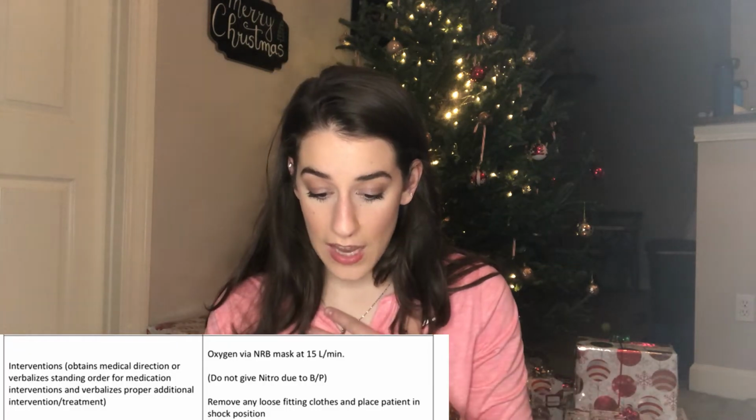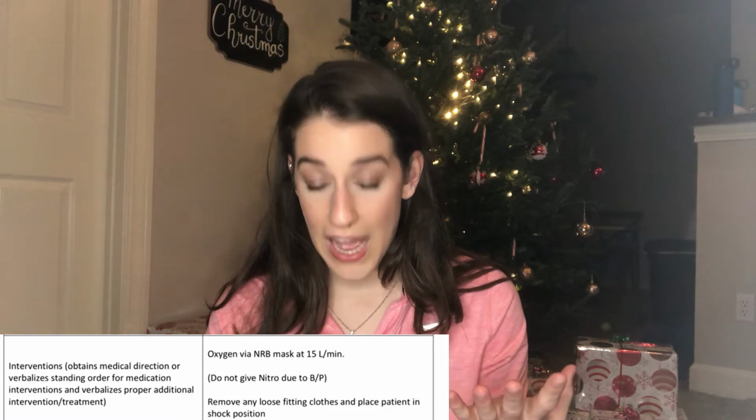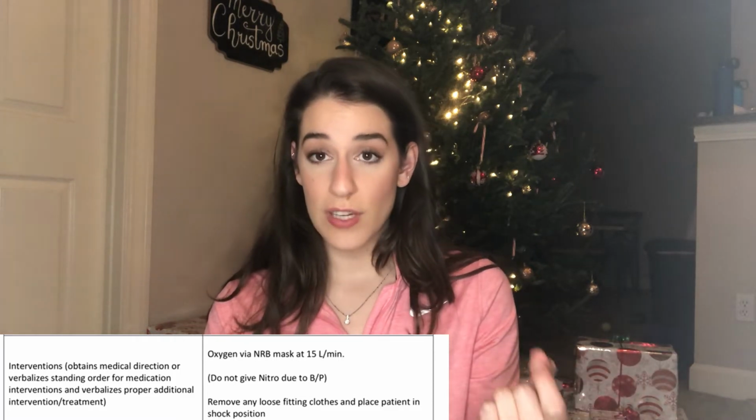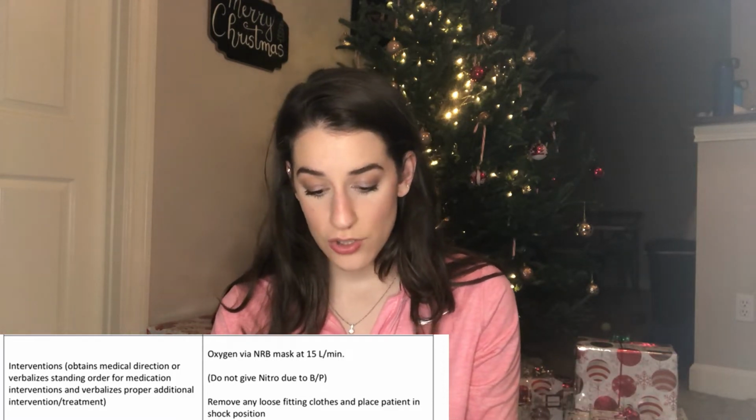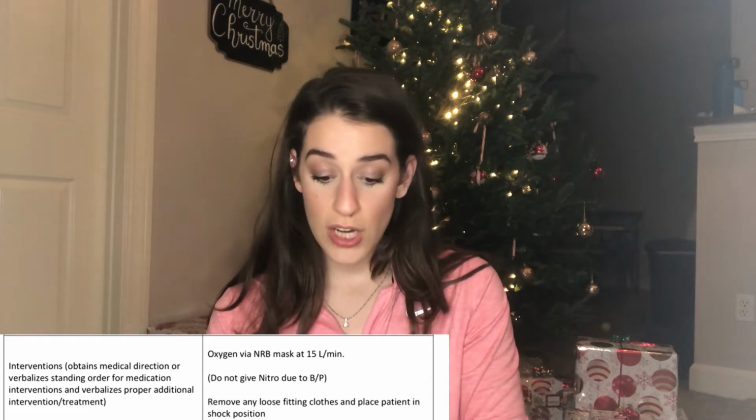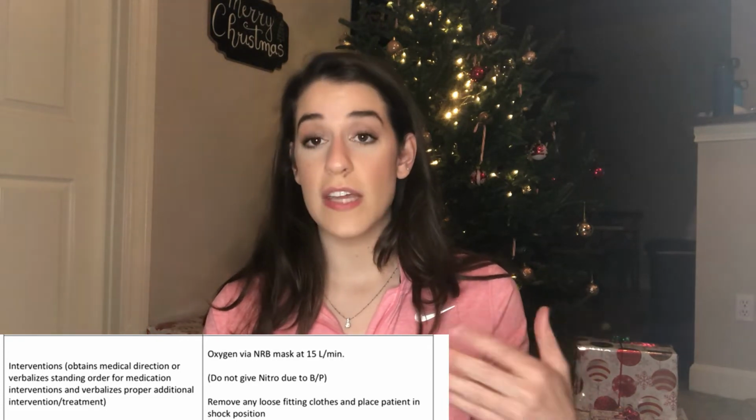In this case, I would also give them aspirin, 162 to 324 milligrams, but it says here, do not give nitro due to blood pressure, and remove any loose fitting clothes and place the patient in shock position. Usually, you would give them nitro and wait 5 minutes and then reassess the patient. In this case, they haven't given them anything, but you do want to reassess your patient every 5 minutes because they are unstable.